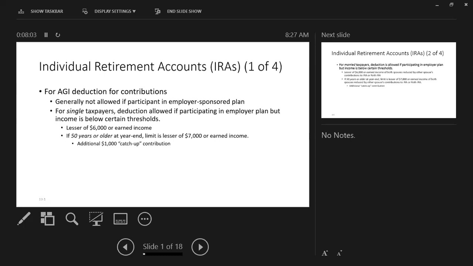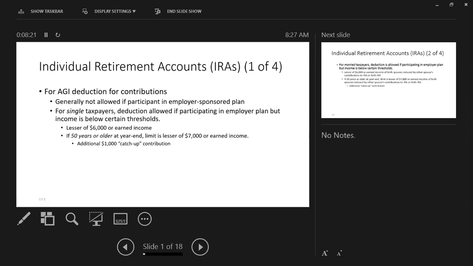Now, okay, we'll talk about married in a second. If her MAGI was above $75,000, none of it is deductible. She can make the contribution, but none of it is deductible.